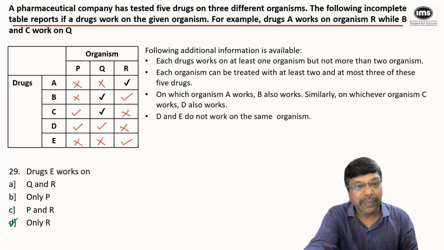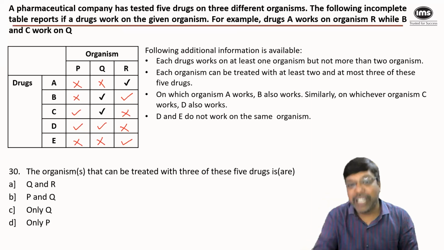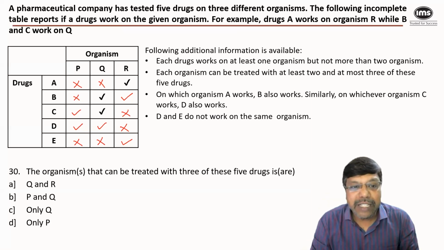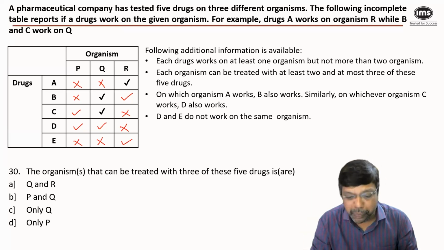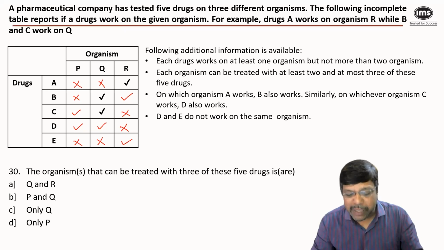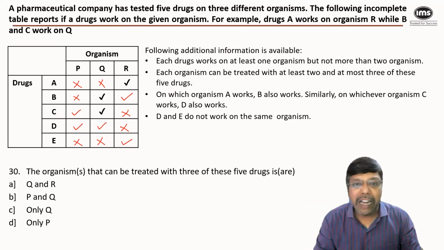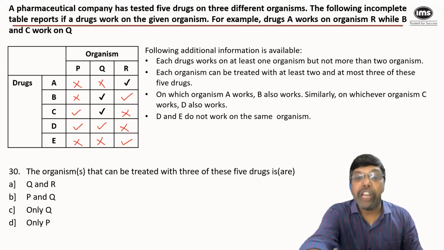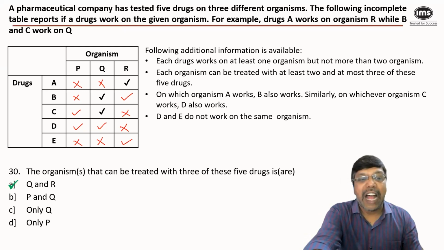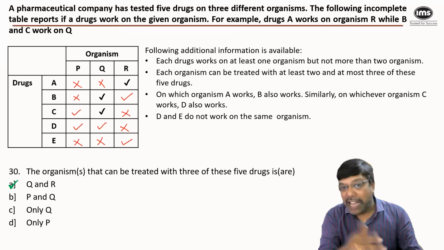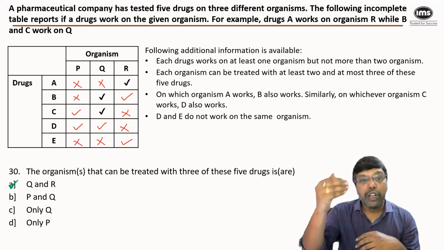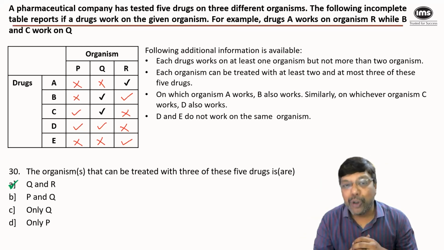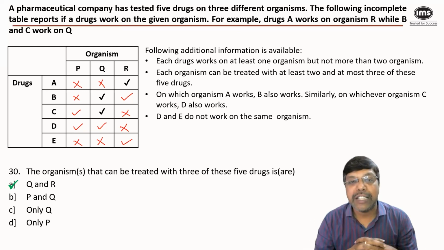And the 5th question, the 30th question, the organisms that can be treated with 3 of these 5 drugs. Now, I have 2 organisms, both Q and R. R can be treated by 3 of the 5 drugs given. Hence, answer option A. Now, as you might have noticed, it has taken a couple of minutes for us to fill up the table. But once we are able to do it correctly, answering all the 5 questions under that, we have not taken more than a minute.